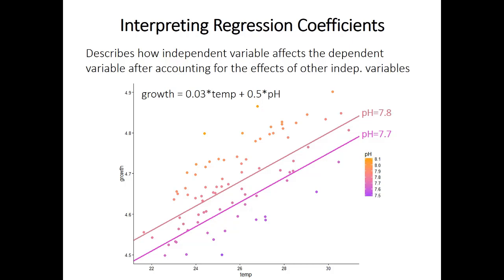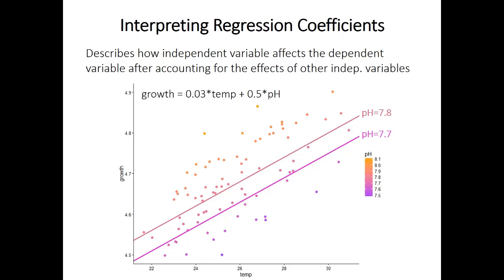So growth is 0.03 times temperature plus 0.5 times pH. And I've graphed temperature versus growth, but I've color-coded the points to indicate the pH value. And so what does this coefficient of 0.5 for pH mean? Well, it means that at any given temperature, 1 unit of pH increase will increase the growth rate by 0.5 units of growth. Or in this case, pH doesn't change that much, so let's say a 0.1 unit pH increase will increase the growth rate by 0.05 units.